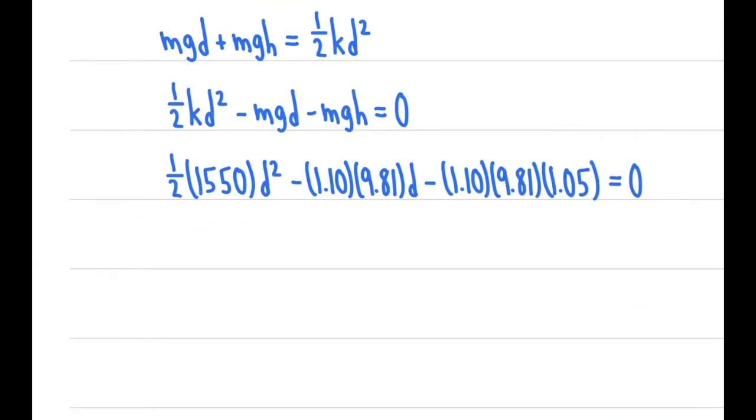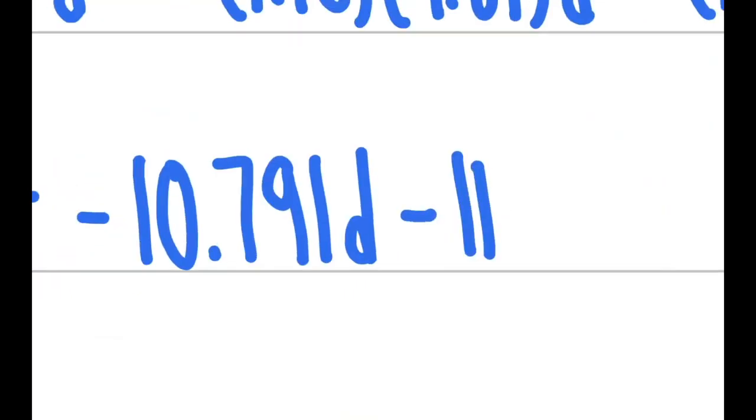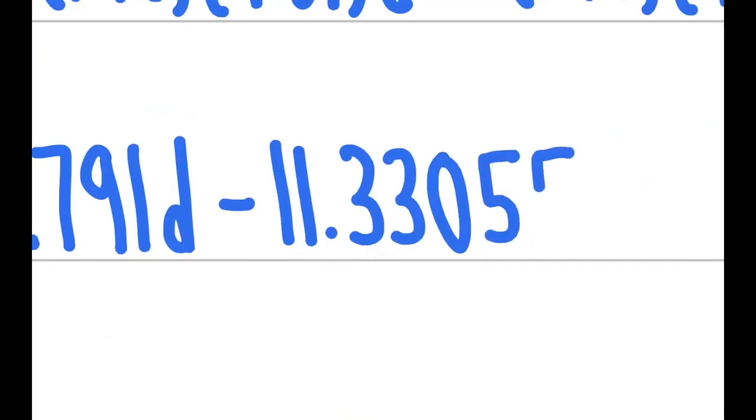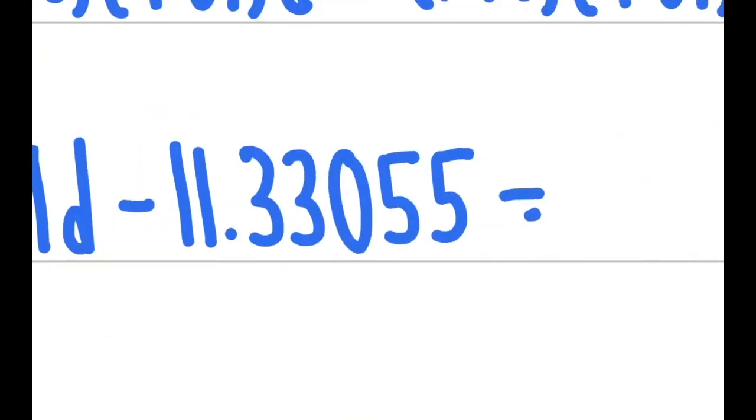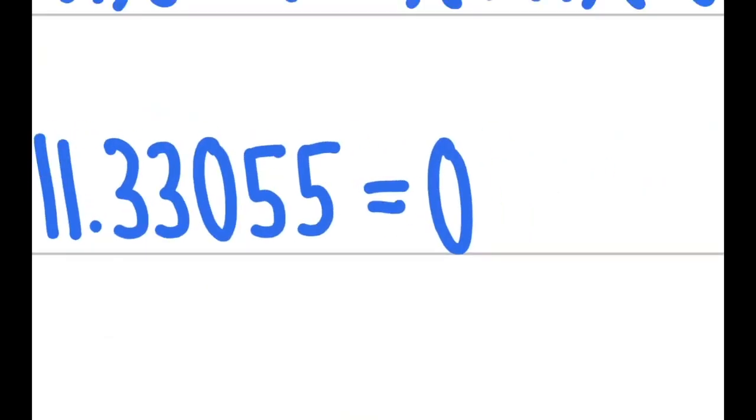If you put this in your calculator, you're going to get 775 d squared minus 10.791 d minus 11.33055 equals 0. That's a quadratic equation, all right.